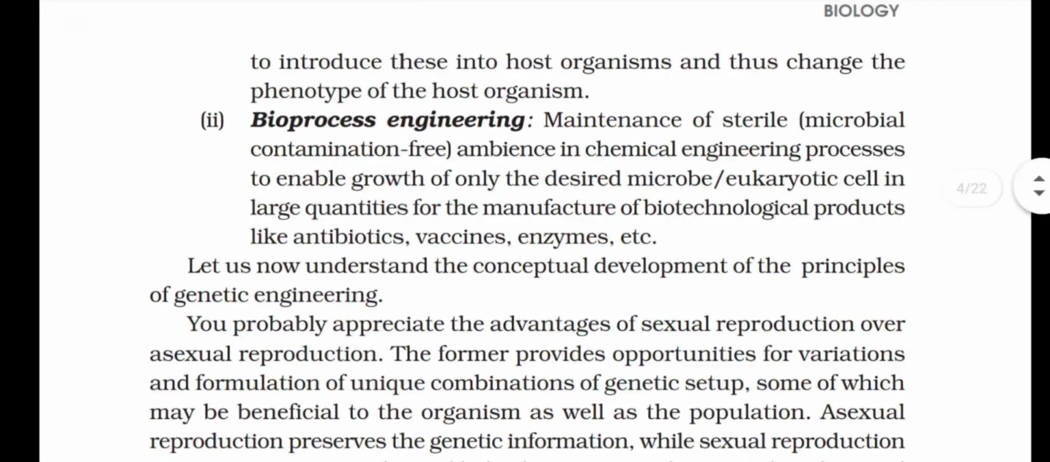Now I'm going to talk about bioprocess engineering: maintenance of a sterile, microbial-contamination-free ambience in chemical engineering processes to enable growth of only the desired microbe or eukaryotic cell in large quantities for the manufacture of biological products like antibiotics, vaccines, and enzymes. Sterile means disease free, basically, in easy words.